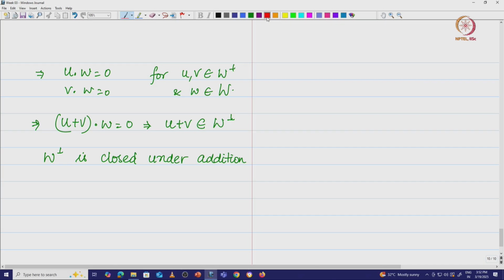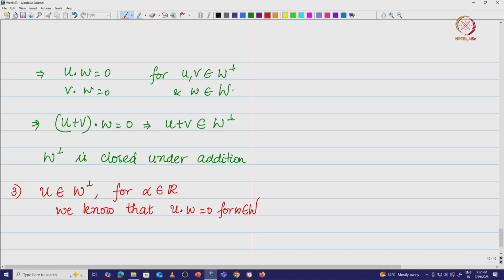Let us take some vector u in W perpendicular, and some real scalar alpha. We know that u dot w is equal to 0 for w in this subspace W. Now what am I going to do? I am going to take this scalar multiple, alpha into u dot w. If I do the scalar multiplication, it is going to be alpha into 0, which is 0. Which I can write as alpha u dot w.